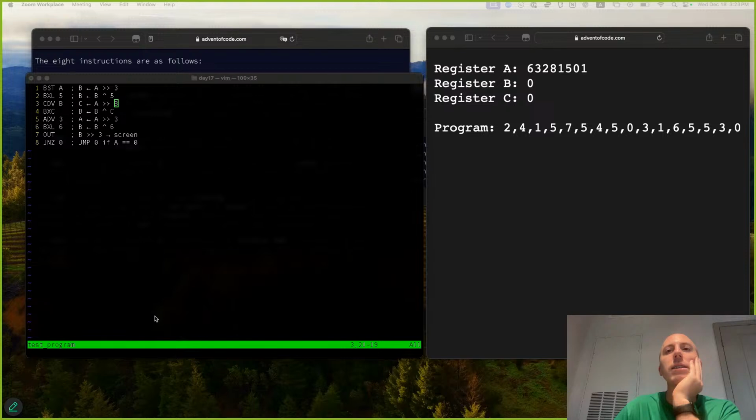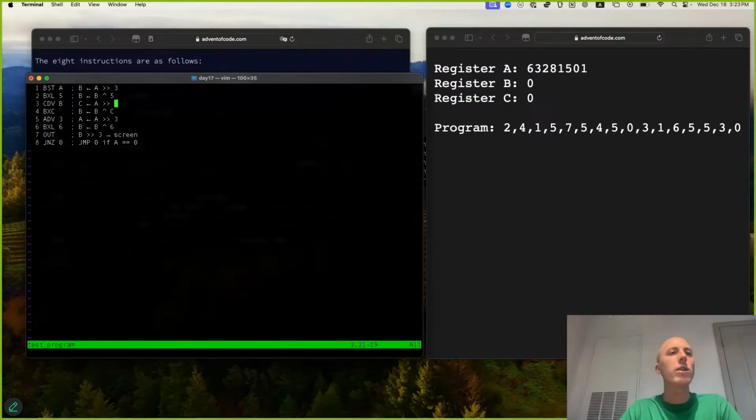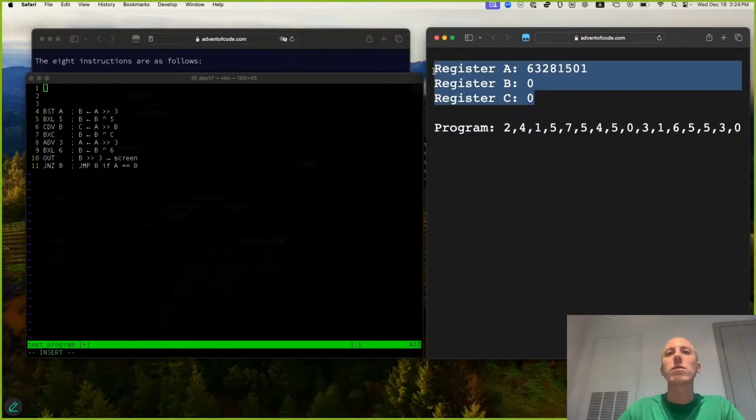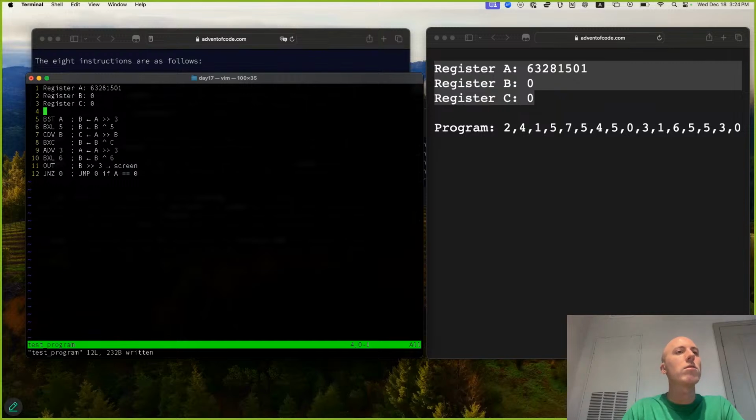Okay. Where do we leave off? Yeah, we had this program and we wanted to do one run through it and see what the values are after one run. So let's check it out. Let's start with these three values and see what happens.